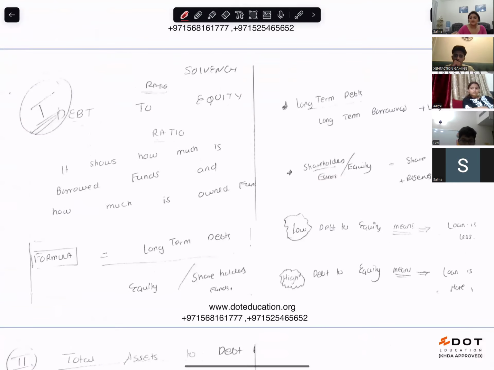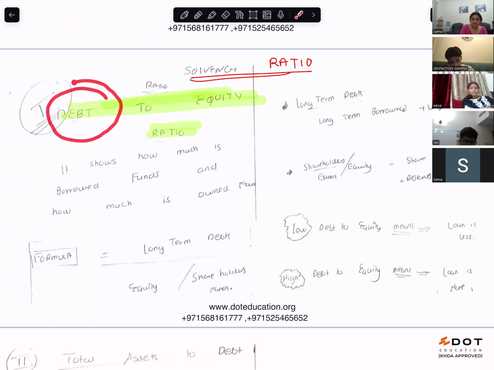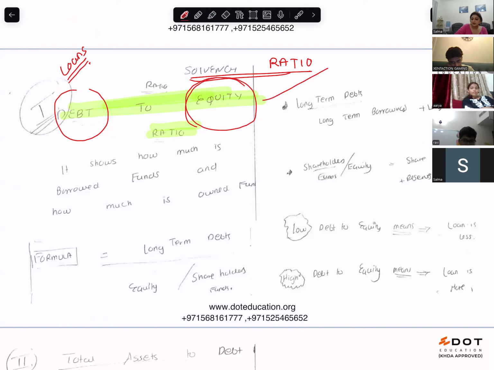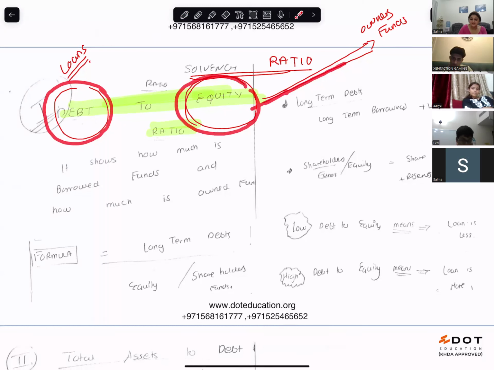Okay. Now I'm going to the new ratio, which is called the solvency ratio. The first solvency ratio that I am discussing with you is the debt to equity ratio. Understand this very properly. Debt means what? Debt means loans, and equity means owner's funds. Are you with me?